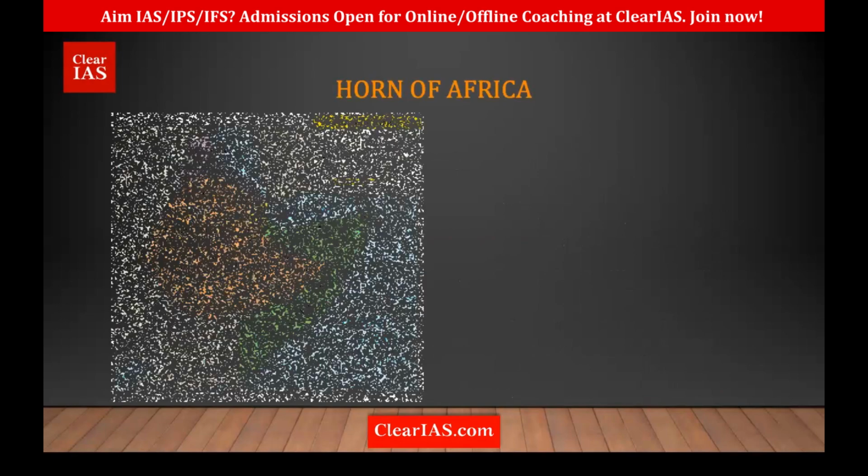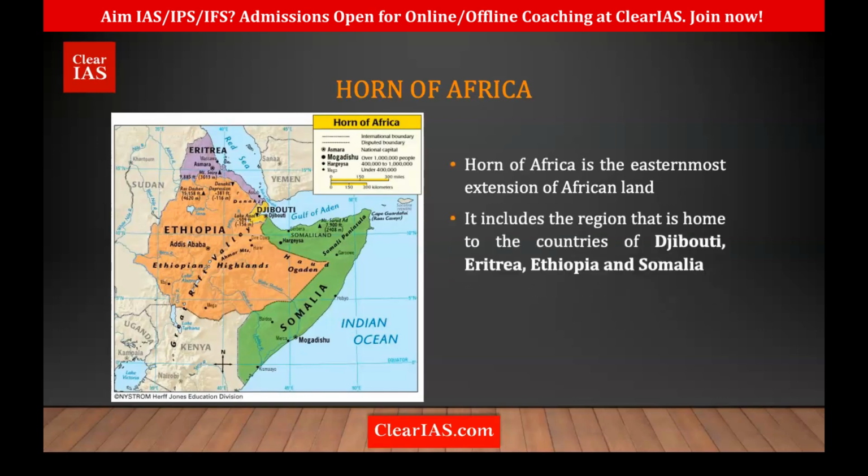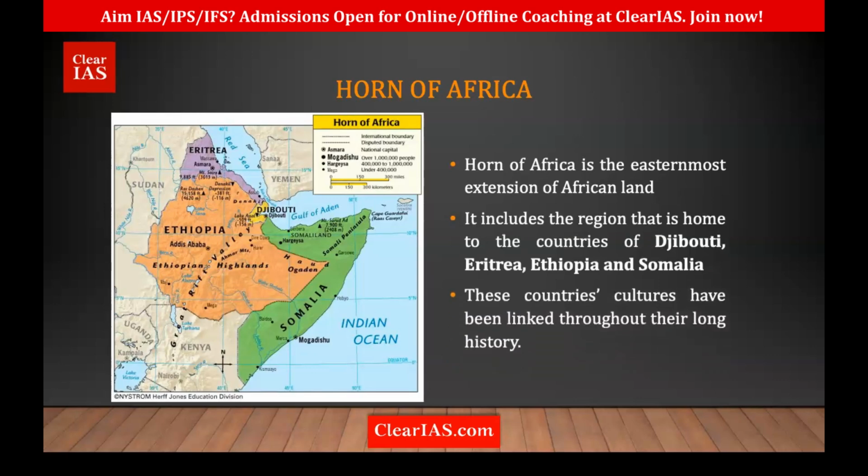Then there's the Horn of Africa. We have Eritrea, Ethiopia, Djibouti, and Somalia, which are part of the Horn of Africa, four countries. It is the easternmost extension of African land. The countries we spoke about have similar cultures. On one side, we have the Red Sea and Gulf of Aden, and on the other side, the Indian Ocean.